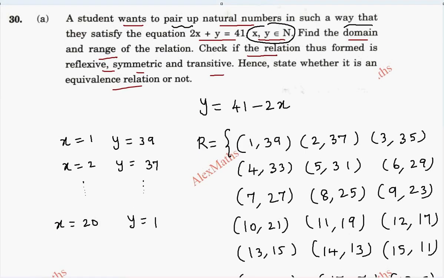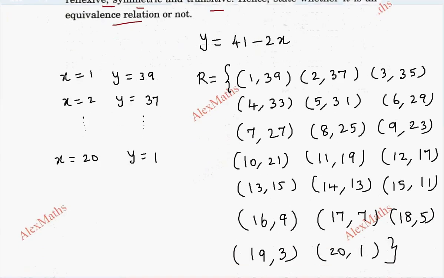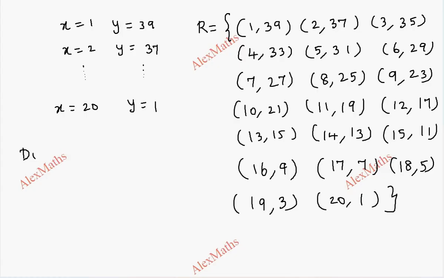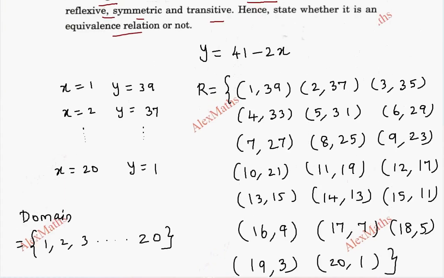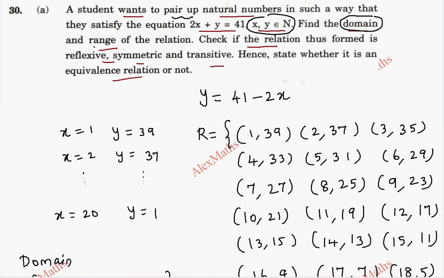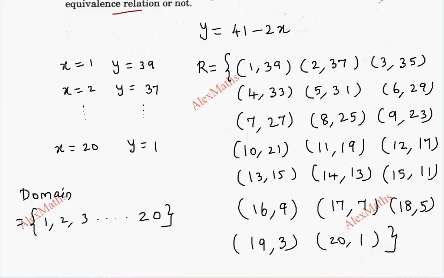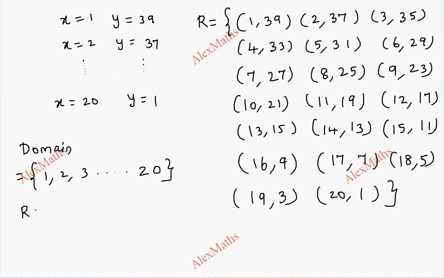Now from this we can find the domain, which is all the first values, which is the x value. So we can say domain, you have to write it as a set: {1, 2, 3, ... till 20}. Second part, they ask the range of the relation. So all the second values I have to write. So range is, we can start from 1 also, {1, 3, 5, 7, ... till 39}.